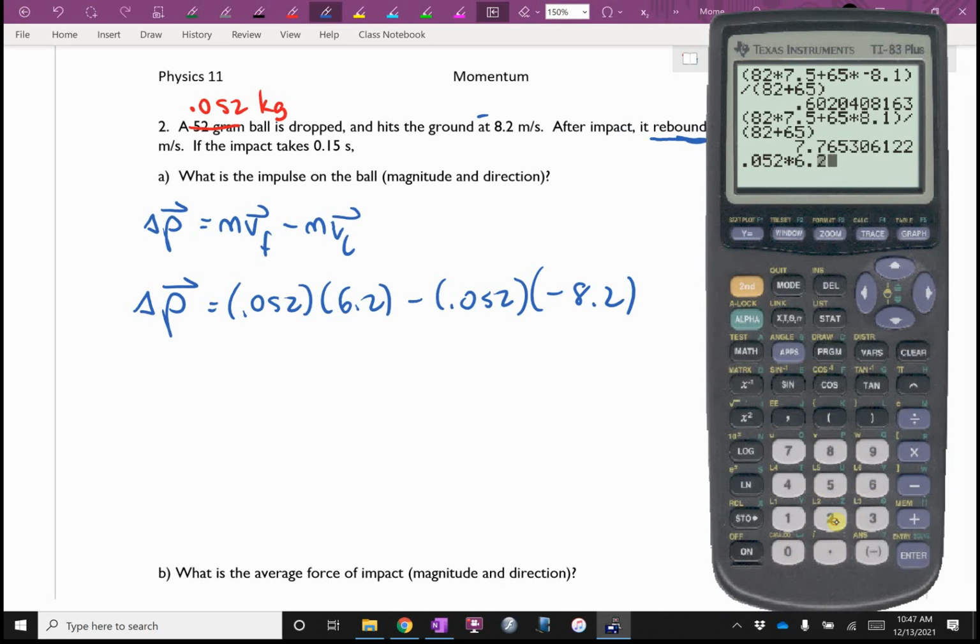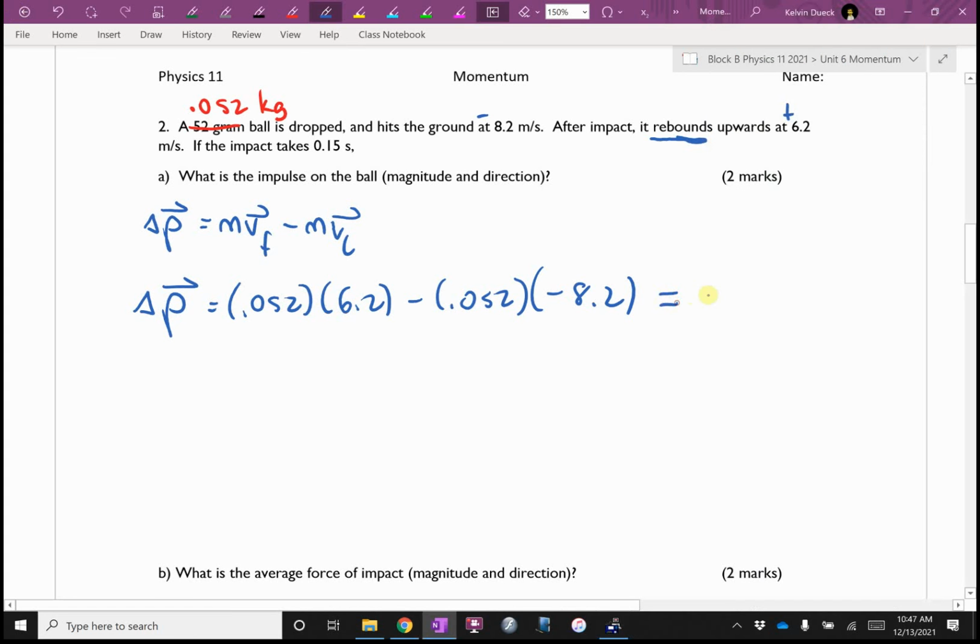0.052 times 6.2 minus 0.052 times negative 8.2. Do you get 0.749 kilogram meters per second? Or you could have said Newton seconds. If you got that, 2 out of 2. Otherwise, I would give you 1 mark for the numbers and a half mark for the answer.